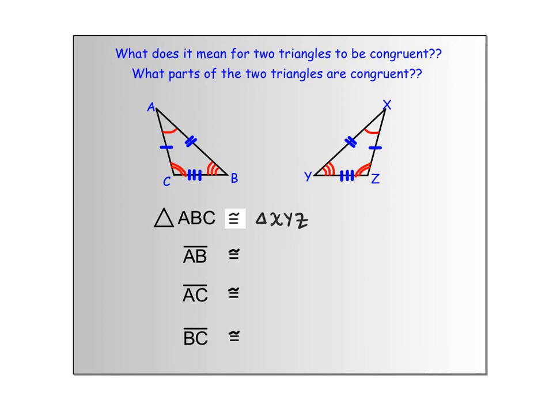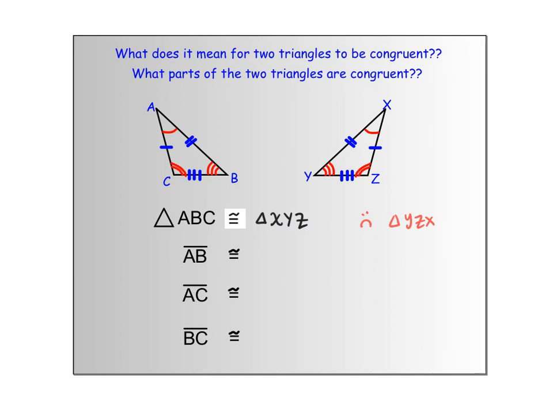Now the reason for the order of these letters is because angle A and angle X were congruent. Angle B and angle Y were congruent. And angle C and angle Z were congruent. So the order does matter. We would not order them differently. That would not be true. Triangle ABC is not congruent to triangle YZX.